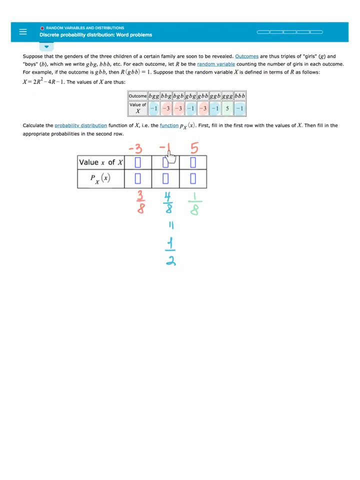How many times did -1 occur? Well, -1 occurred 1, 2, 3, 4 times in this distribution. Therefore, 4 out of 8, or 1/2, is what I would type right there. Finally, how many times did 5 occur? 5 occurred only 1 time. So 1 out of 8 is the corresponding probability to this variable outcome.